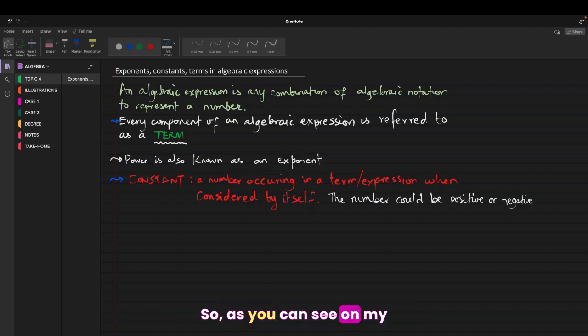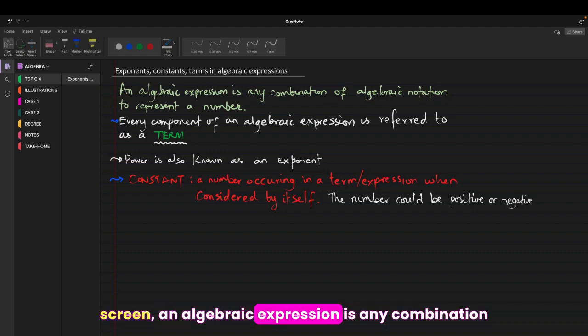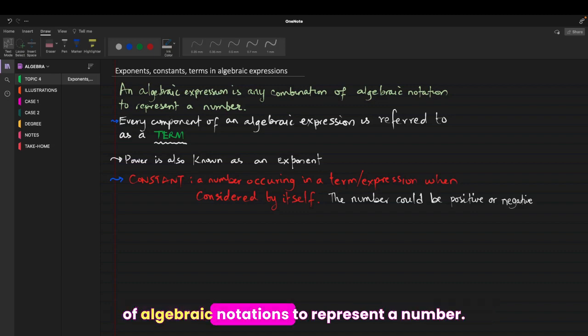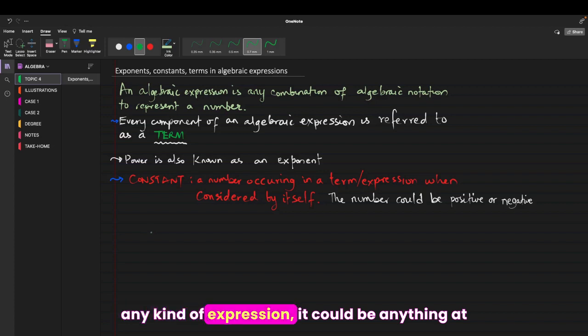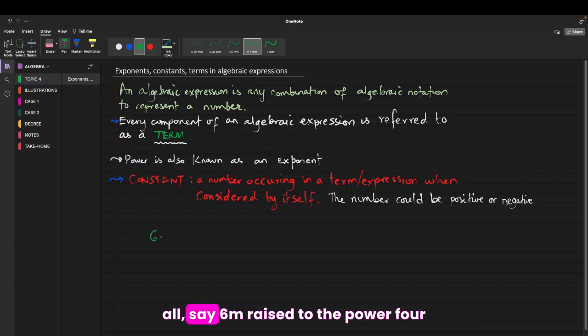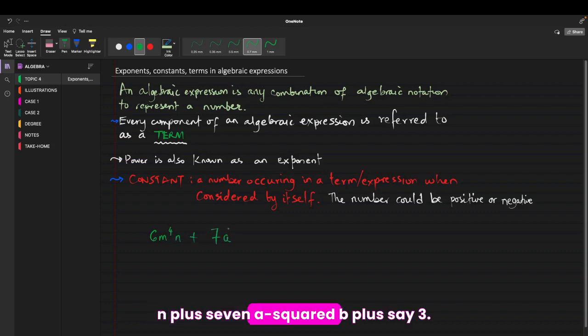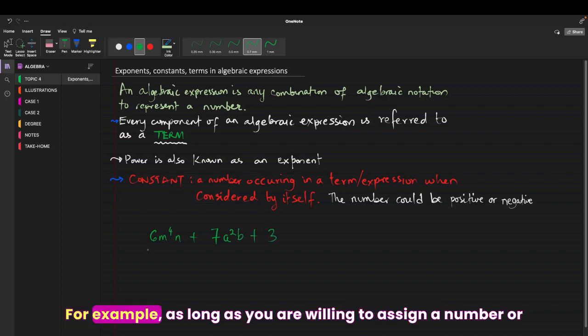examples. So as you can see on my screen, an algebraic expression is any combination of algebraic notation to represent a number. So what that means is that if I write any kind of expression, it could be anything at all, say 6m raised to the power 4 n plus 7a squared b plus say 3, for example.